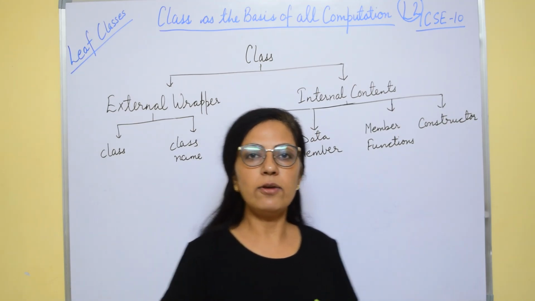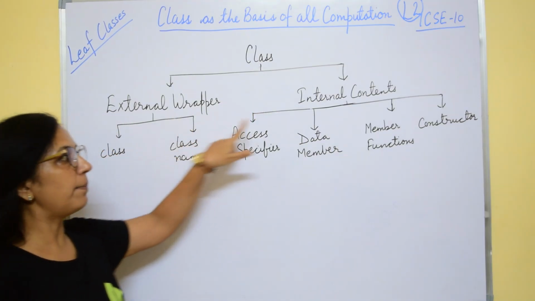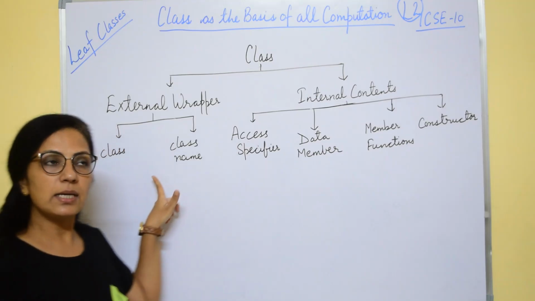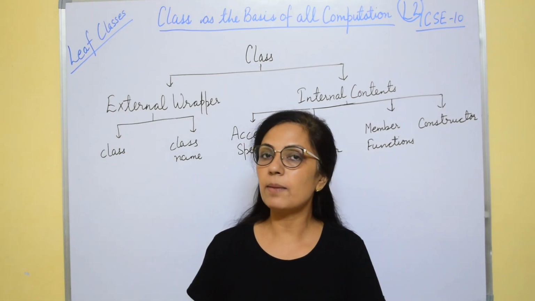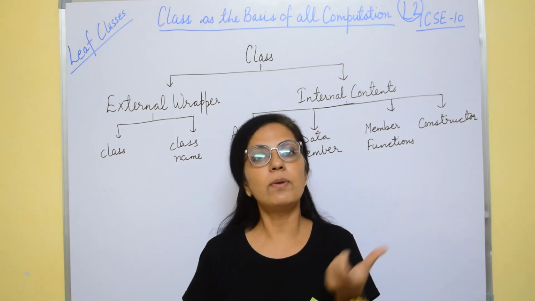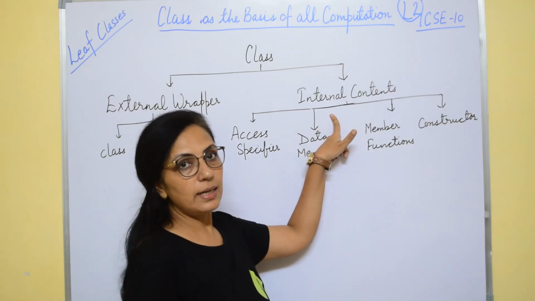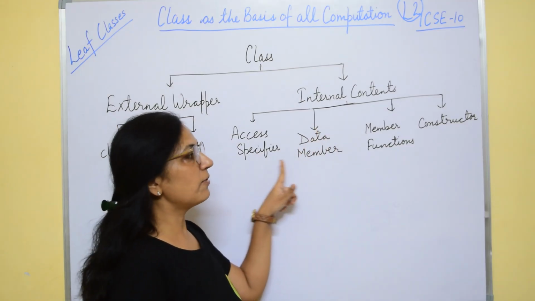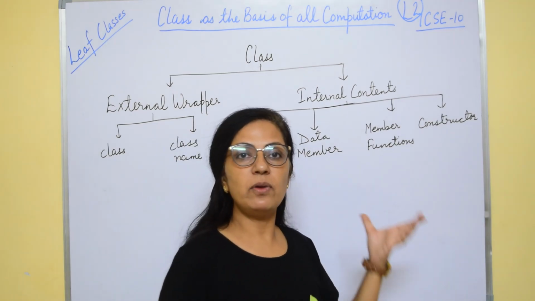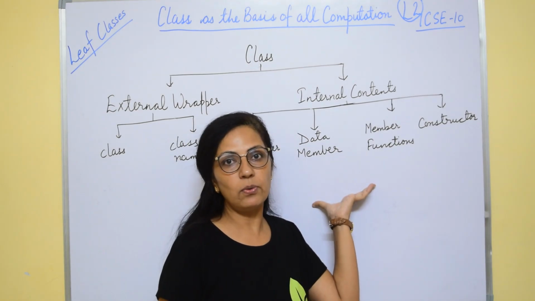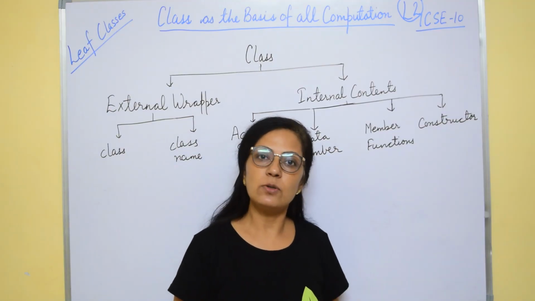Now if we take class, the class is divided into two components, external wrapper and internal contents. External wrapper is the class and the class name which we write. When I will be doing the program, I will tell you the beginning of the program only we write class and the class name. And the internal contents contain access specifier, data members, member function, constructors and many more. But we will be focusing on these four only, and using these only we have to do the programs. So let's begin.